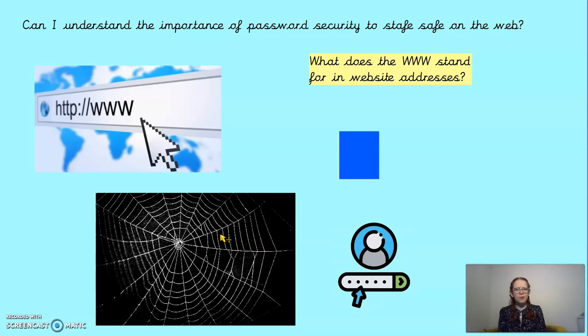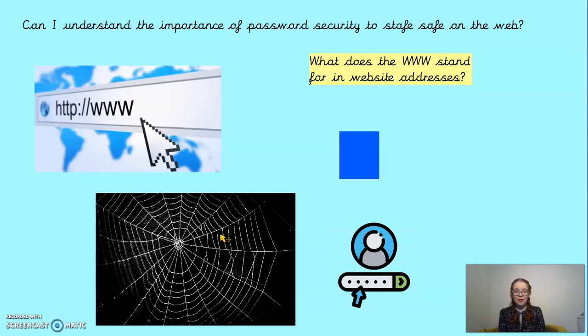What does the www stand for in website addresses? You'll see that almost every link that I send you starts with a www dot at the front. Do you know what that stands for? If you do, write it down. If you don't, have a guess. What do you think those three W's could stand for?